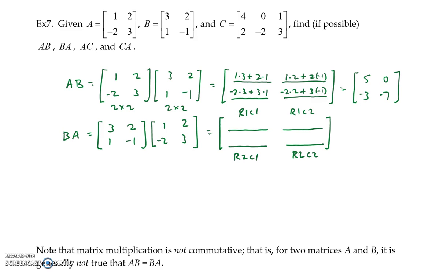So row 1 with column 1, I'll show the actual entries, 3 times 1 plus 2 times minus 2. Row 1 with column 2, 3 times 2 plus 2 times 3. Row 2 with column 1, 1 times 1 plus minus 1 times minus 2, and row 2 with column 2, 1 times 2 plus minus 1 times 3.